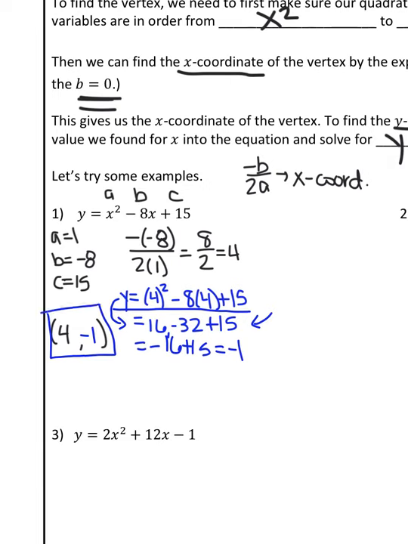There we are. Okay, and that's all there is to it. Negative b over 2a, find the x coordinate, plug it in for the y, and solve. All right, let's try number 2.